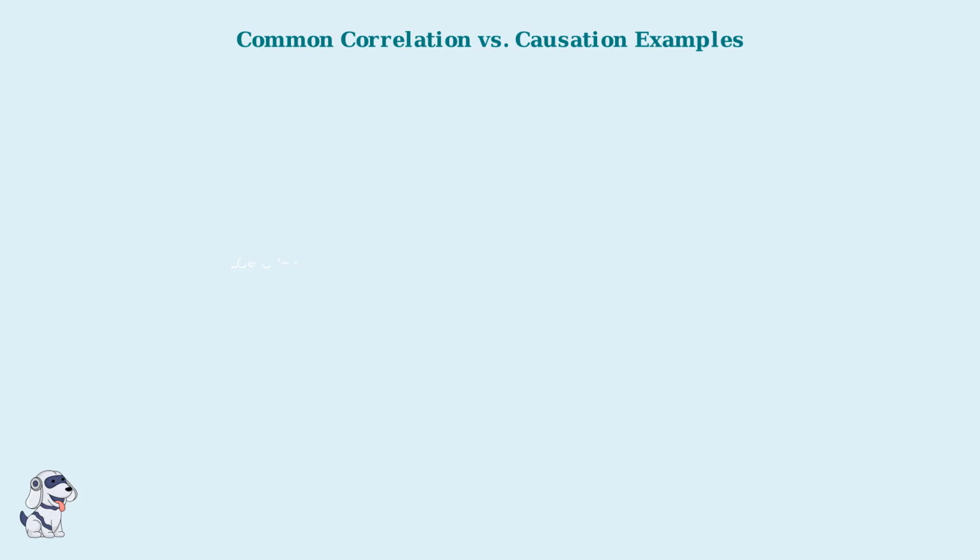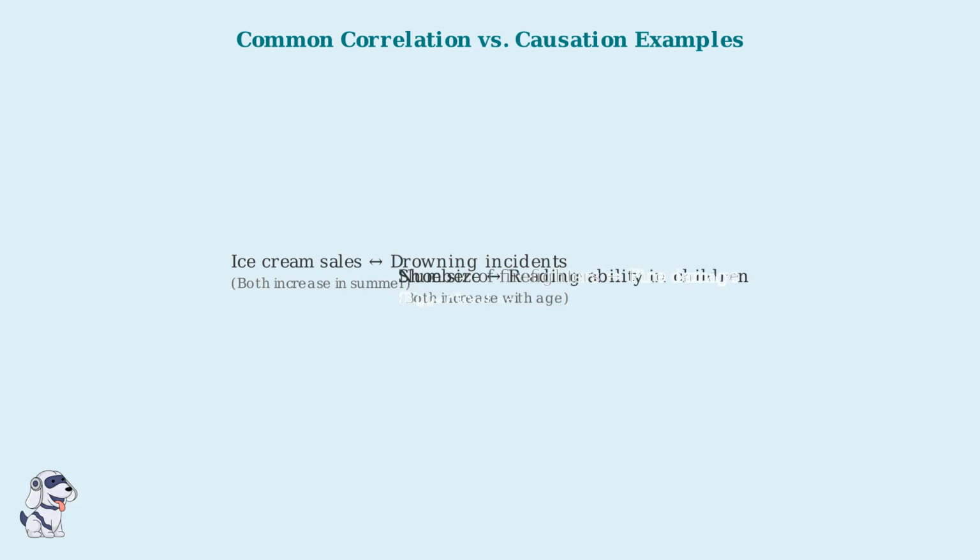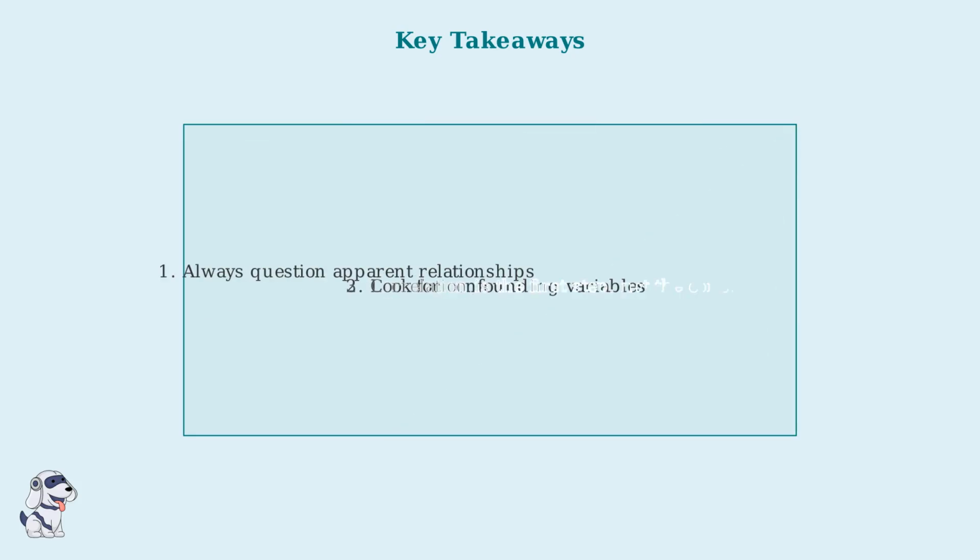Here are some classic examples of correlation without causation. Ice cream sales correlate with drowning incidents, but both increase in summer. Shoe size correlates with reading ability in children, but both increase with age. Remember these key points. Always question apparent relationships. Look for confounding variables. Treat correlation as the first step rather than the conclusion. And understand that establishing true causation requires controlled studies and additional evidence.